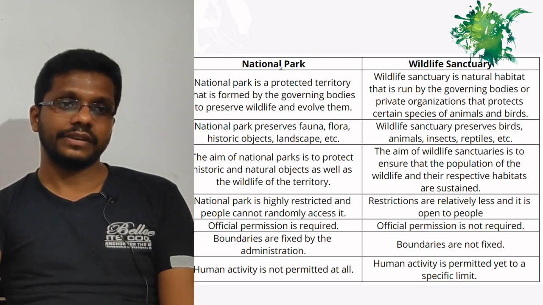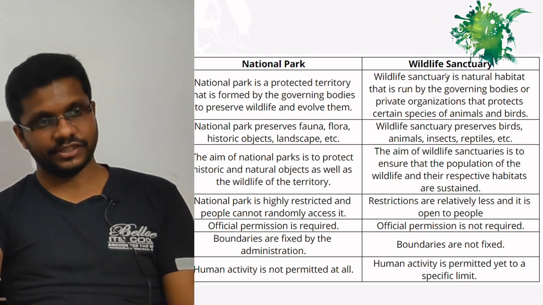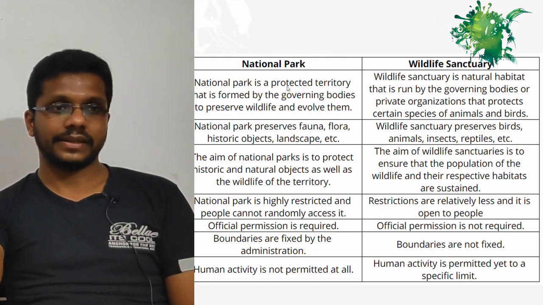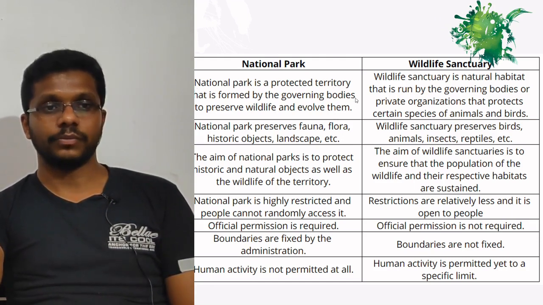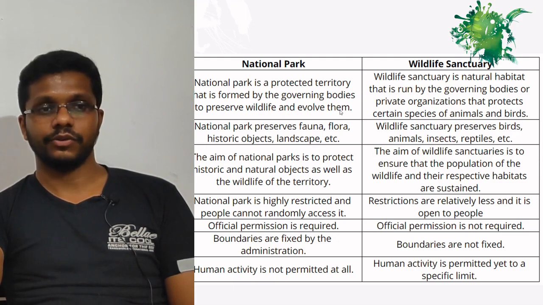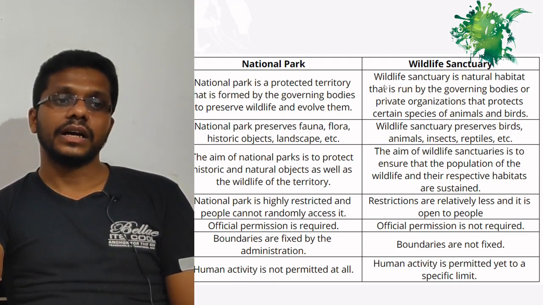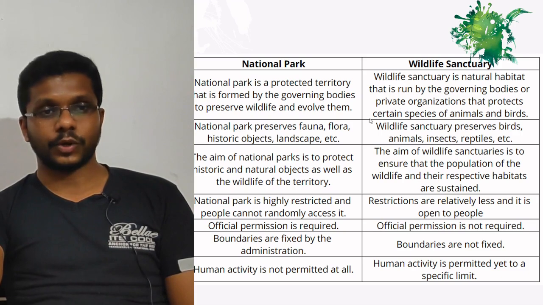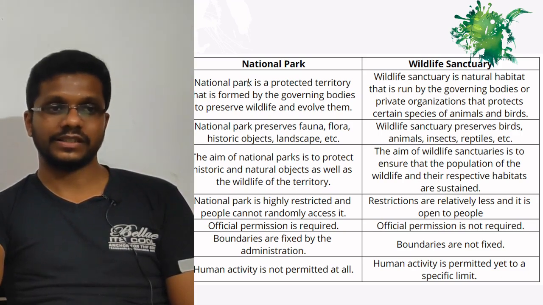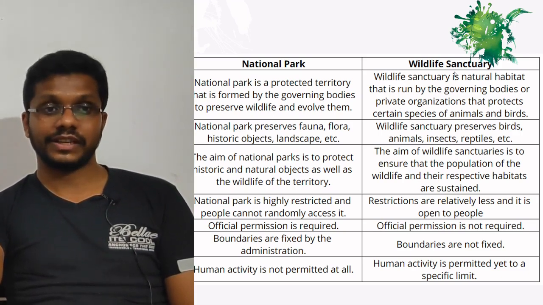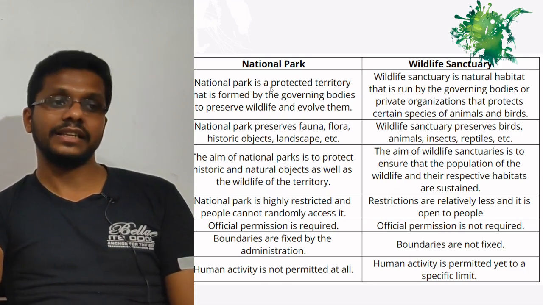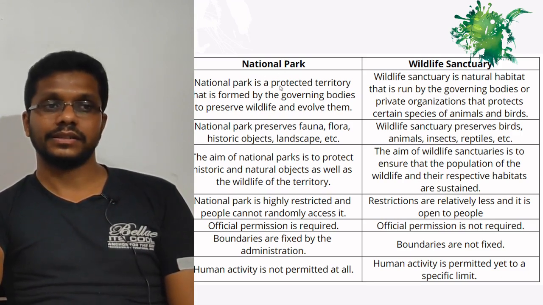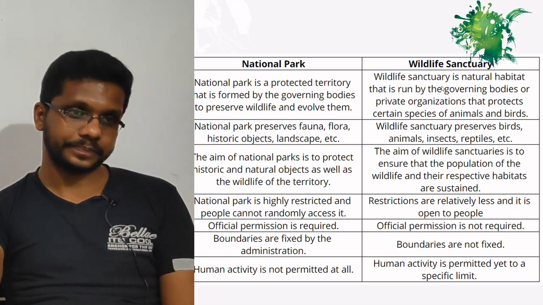This table is giving the comparison between national park and wildlife sanctuary. National park is a protected territory that is formed by the government bodies to preserve wildlife and evolve them. Wildlife sanctuary is a natural habitat run by the government bodies or private organizations that protect certain species of animals or birds. So national park is protecting everything, wildlife sanctuary is protecting certain species. And in India, national parks are run by the central government, wildlife sanctuaries by the state government.